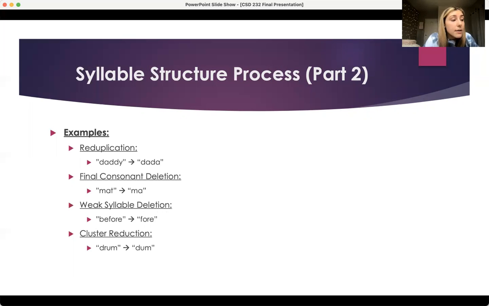Next, we have weak syllable deletion. And I provided an example of the word before going to for. Now here, the B in before is unstressed, therefore it is omitted. And then our last example for cluster reduction, we go from drum to dumb. And here you can see the deletion of the consonant R. So these are just a few examples, and there will be more to come.